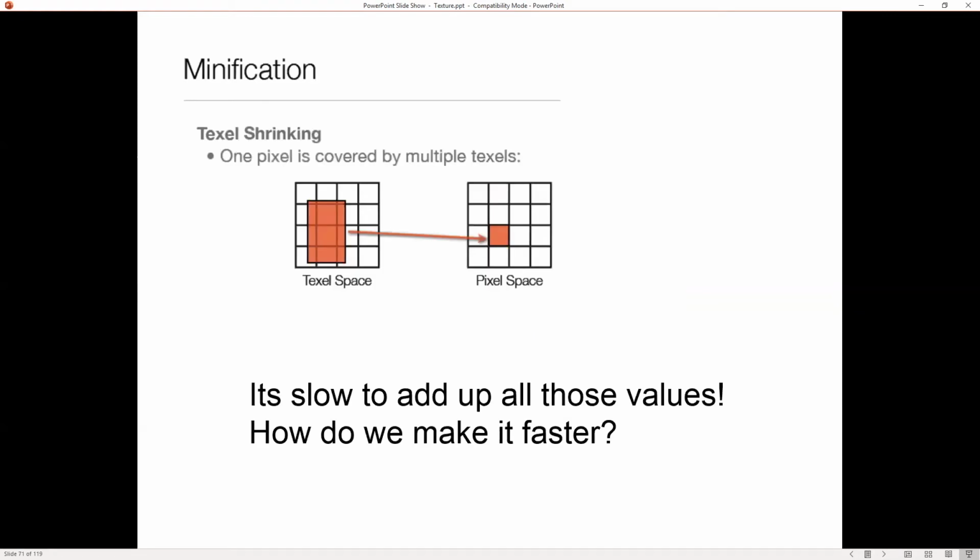So now we come to the problem for minification. We'll talk about the solution in our next little subsection. But our problem is I have too many pixels here. I wish I got the average and put it there. How are we going to make this fast?